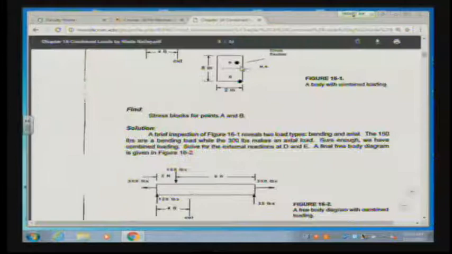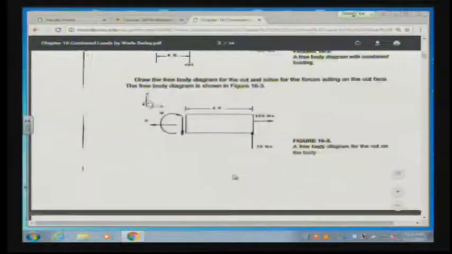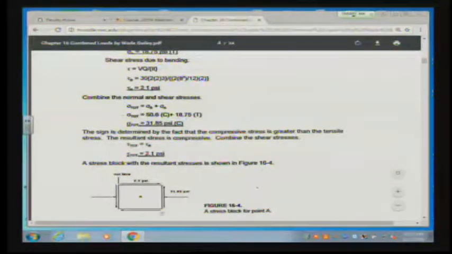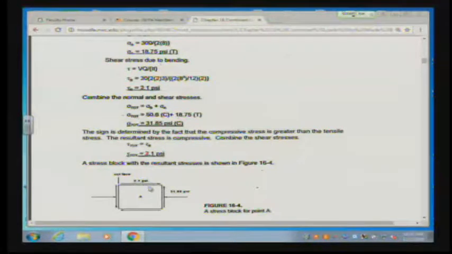And what that means is, if you go up here at point A, you're just going backward into the structure just a little tiny bit, and you're taking out a finite element at point A, and then you're drawing what's happening to it in terms of stress. Not in terms of load, but in terms of stress. So what he's saying is at point A is in compression by 31.85 psi, and it has a shearing stress of 2.1 psi.